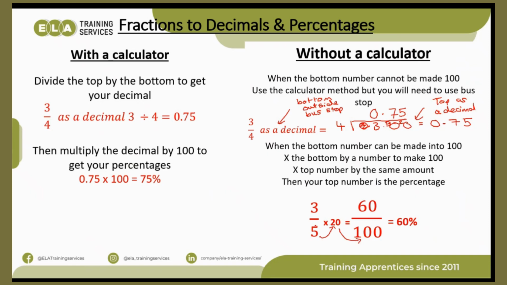So because we've times 5 by 20 to get our bottom number 100, we do the same to the top. So 3 times 20 is 60. So then our fraction now reads 60 over 100, which is equivalent to 60%. So you always focus on what you can get that bottom number to, and can it be made into 100? And if it can, you then need to use this method above.